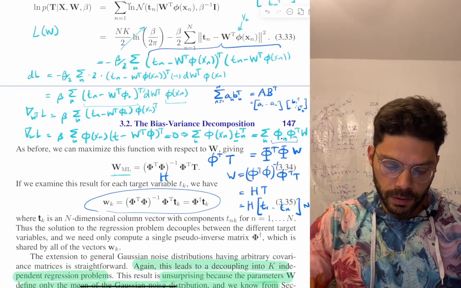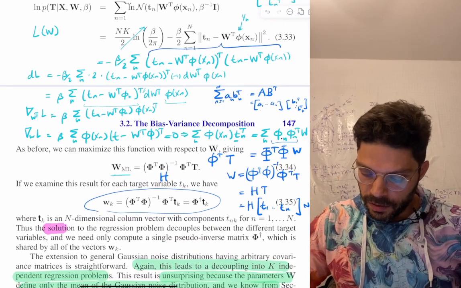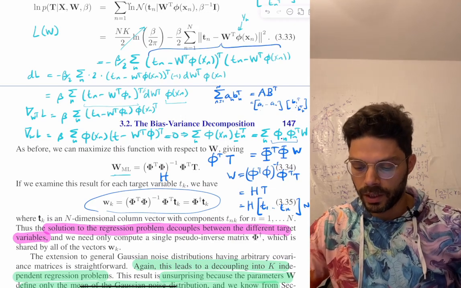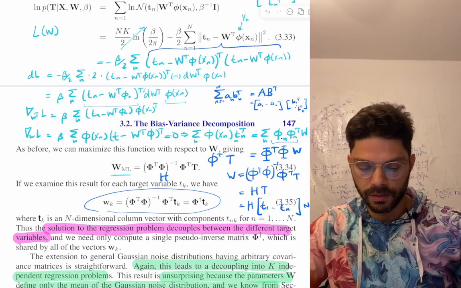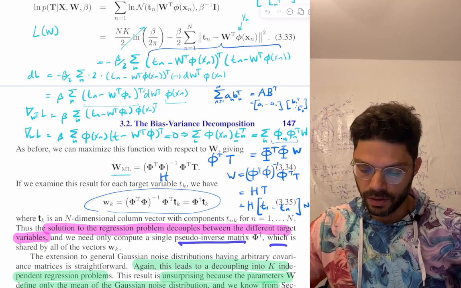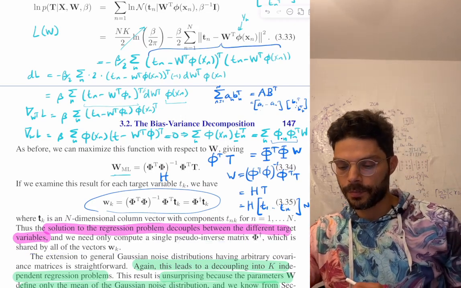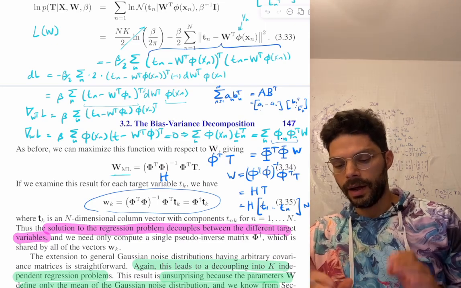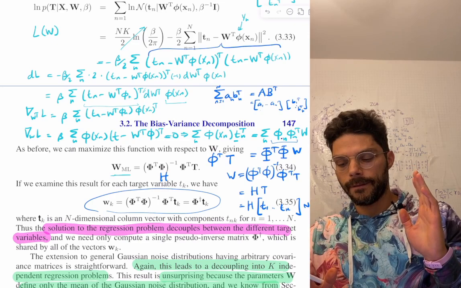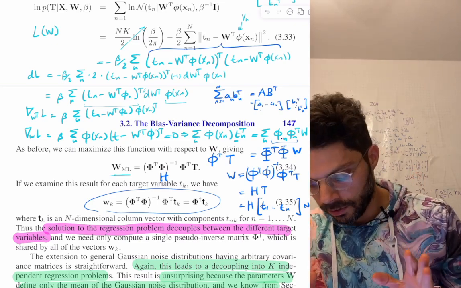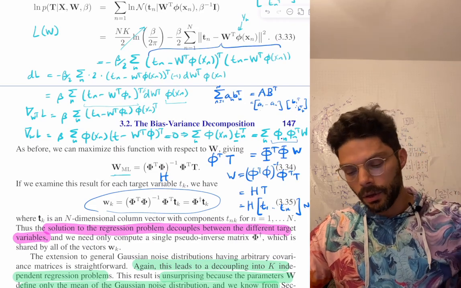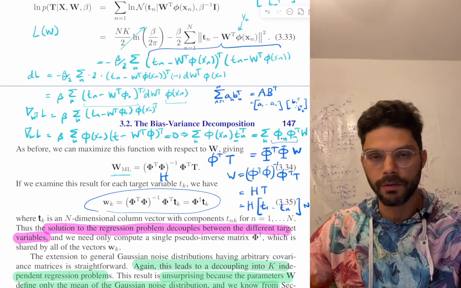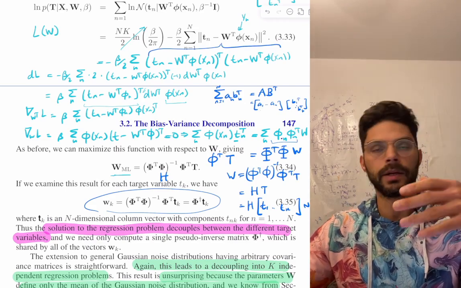All right, so the summary of all that is that the solution to the regression problem decouples between the different target variables. So we need to compute only a single pseudo-inverse matrix, which is shared by all the vectors wk. That's the cool thing there. Now, the really very interesting point that I hadn't noticed before: I would have just gone through here and churned it out, whatever the covariance was, gotten some answer, and looked at it and said, okay, great, that's the answer.